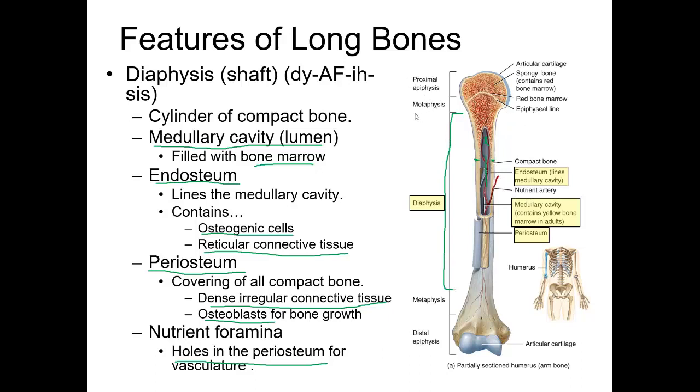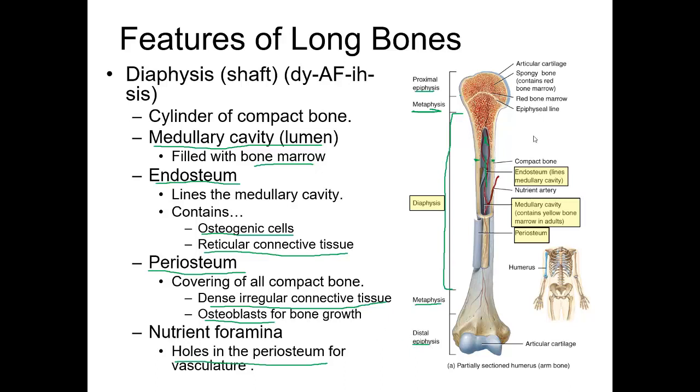Now let's look at certain more terms right here. Metaphysis. Metaphysis is the junction right here. Junction on either sides of the diaphysis is called metaphysis. And epiphysis is the ends of the long bone. So you have epiphysis here and you have epiphysis here.